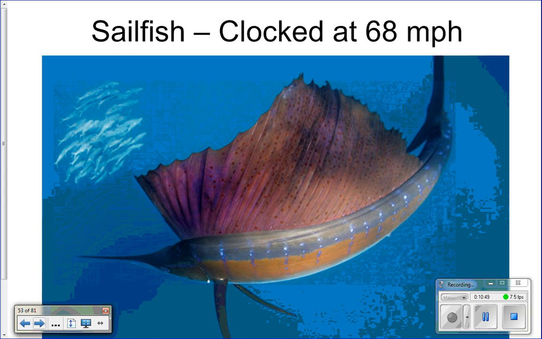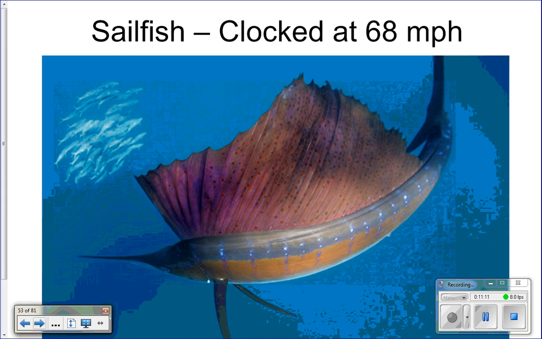Here's the sailfish. The sailfish also has the fusiform body shape. The sailfish is the fastest fish in the ocean. It is so pretty. It can actually change colors. How fast? 68 miles an hour.